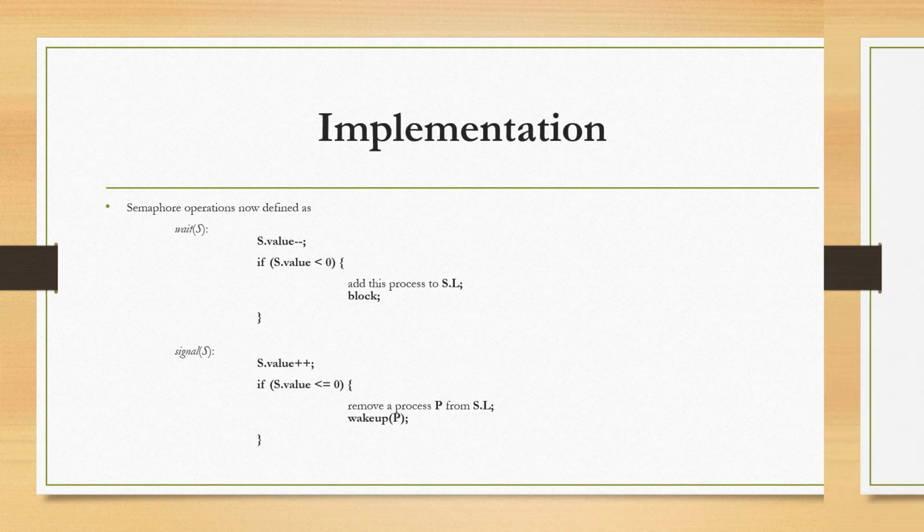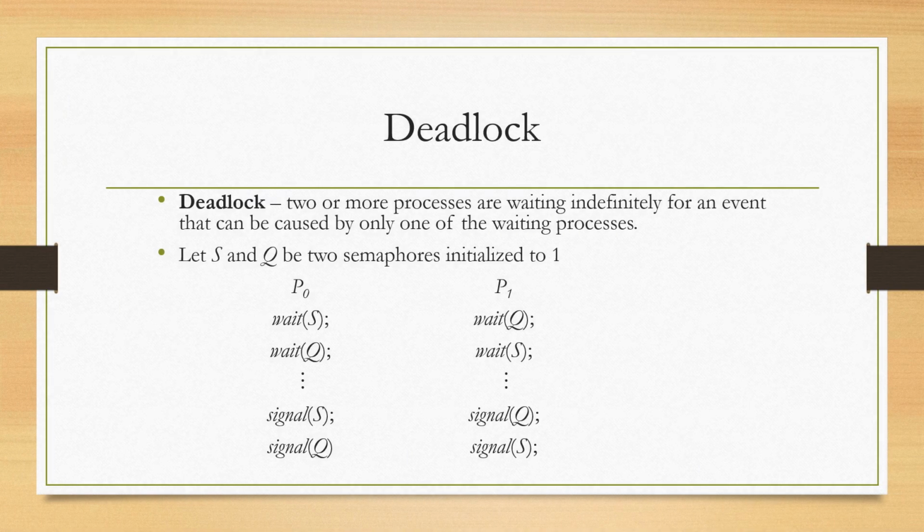Deadlock occurs when two or more processes are stuck in an infinite wait, each waiting for an event that can only be triggered by one of the other waiting processes. This creates a cycle of dependency that prevents the involved processes from making any progress.